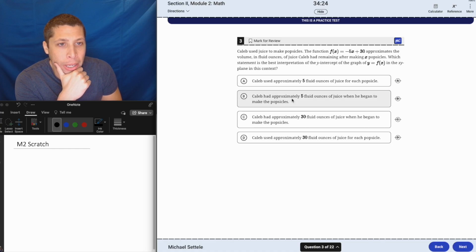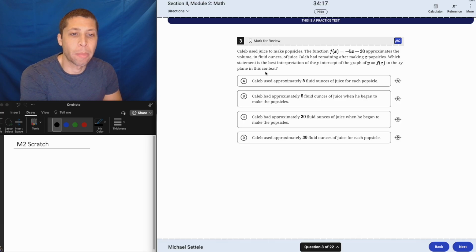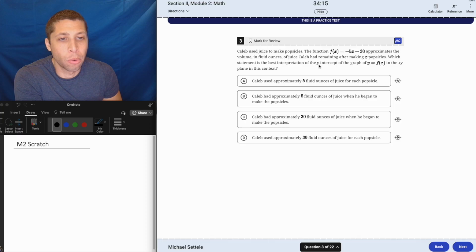Okay, making popsicles. This is my function. Okay, which is the best interpretation of the y-intercept? So what is the y-intercept when x is 0? So making 0 popsicles. Had remaining. Oh, okay, had remaining. So it's first of all just 0 popsicles. He began to make the popsicles. He began to make, yes.